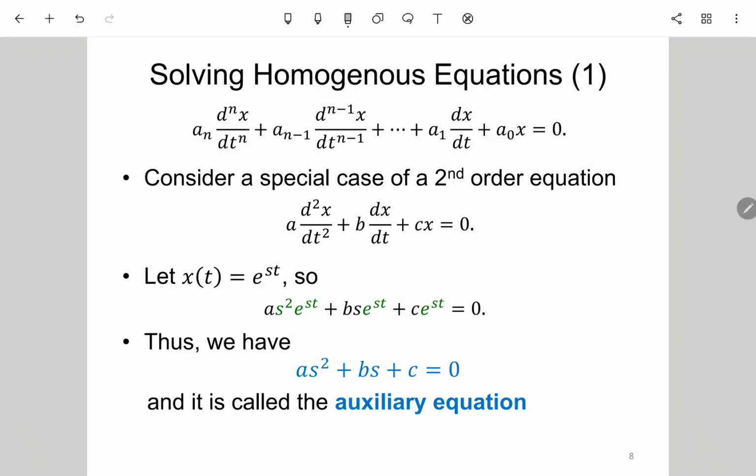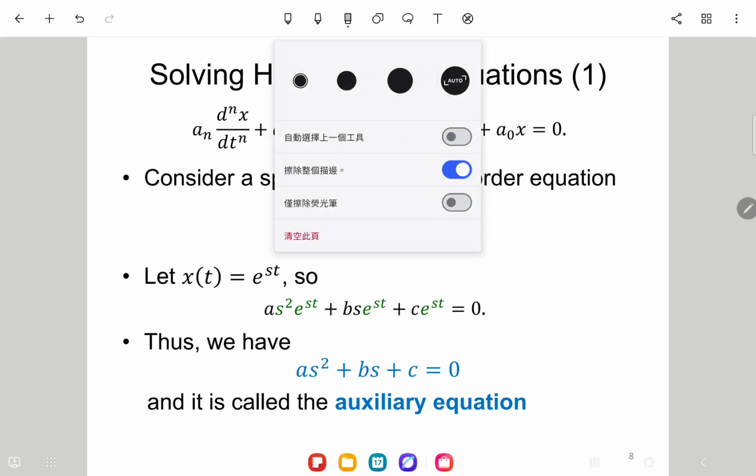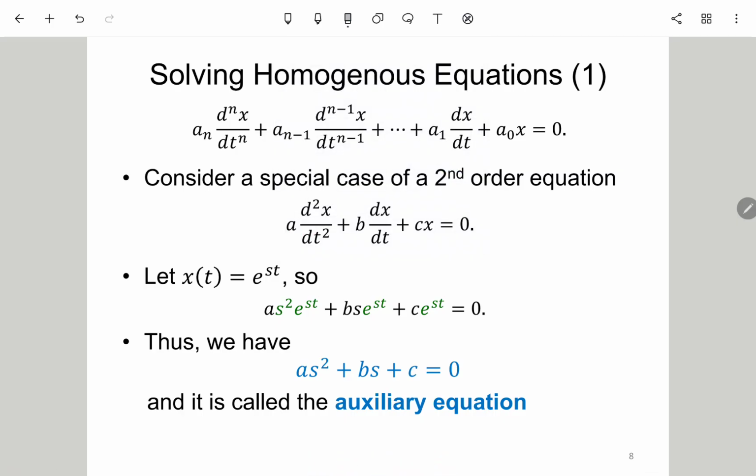Okay, so here we try to talk about how to really solve the constant coefficient linear ODE. So the first step is to solve the homogeneous equation. First, we consider a special case of second order, but if it is arbitrary order, it is still fine.